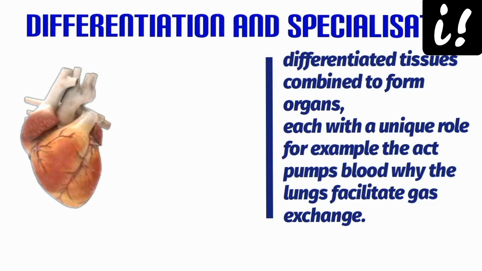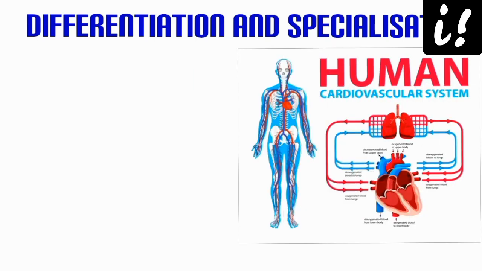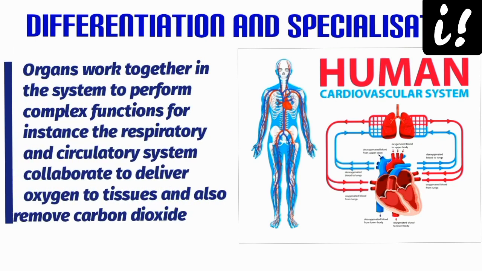Also, at the system level, organs work together in the system to perform complex functions. The respiratory and the circulatory systems collaborate to deliver oxygen to tissues around the body.